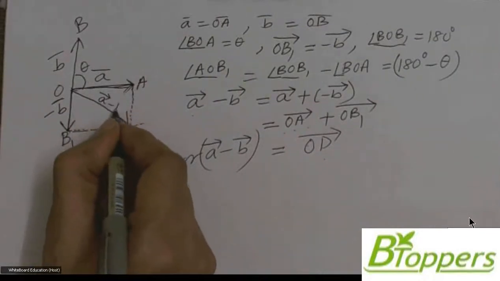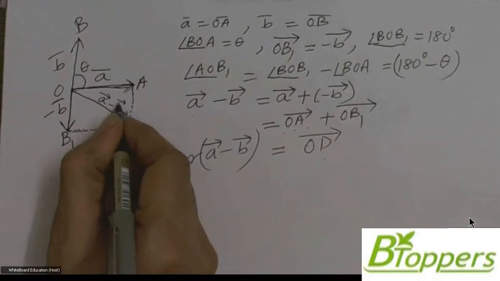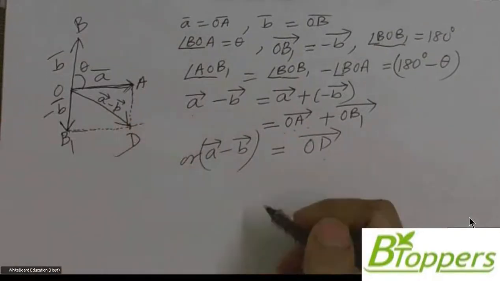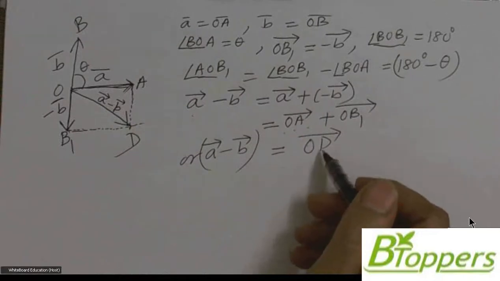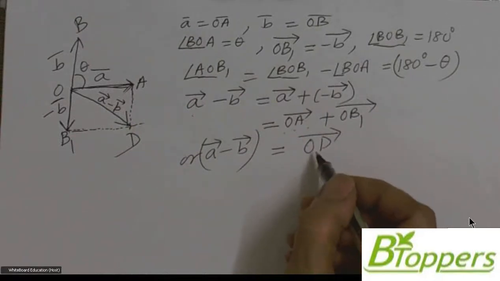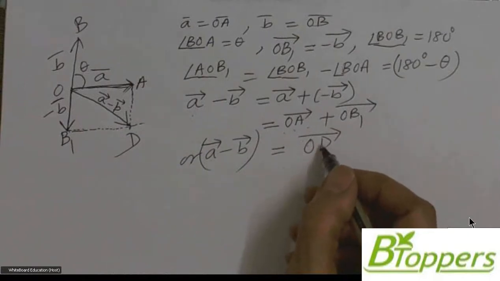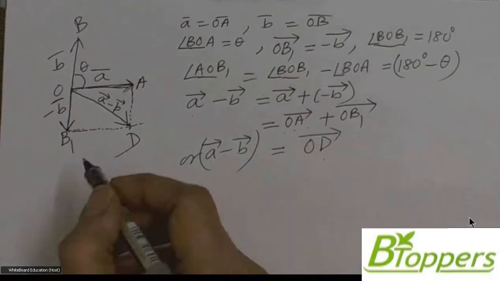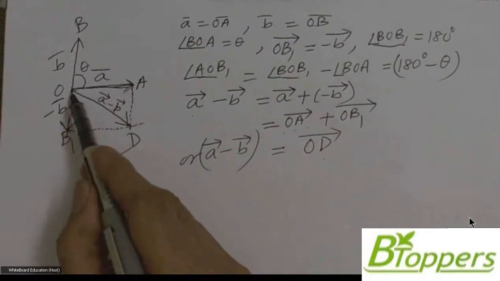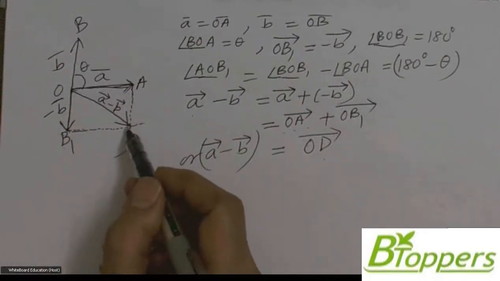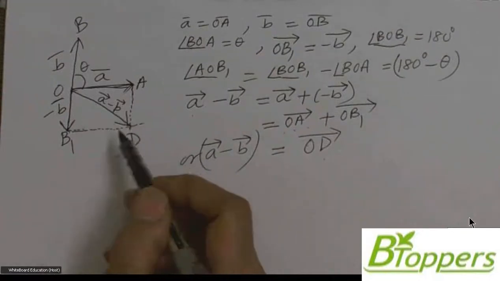So the difference of two vectors is again a vector, which is represented by the directed line segment OD bar in the figure. So OD bar represents the vector difference A bar minus B bar. Next, I am going to discuss the calculation of the magnitude of the vector difference A bar minus B bar.